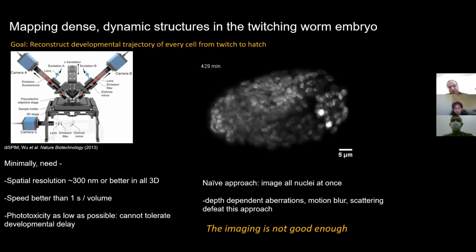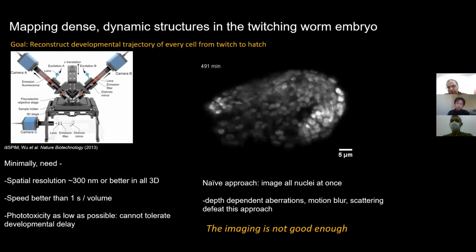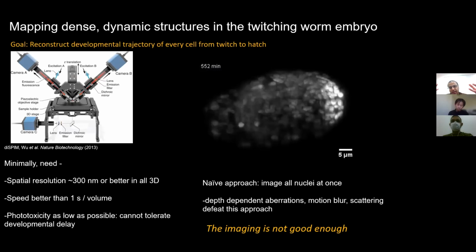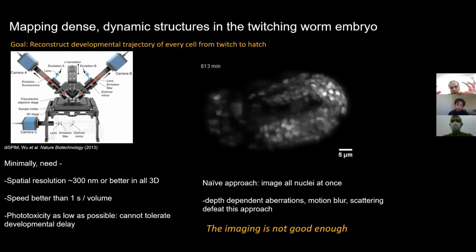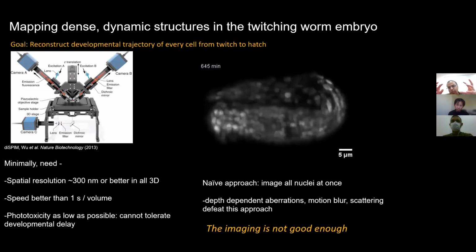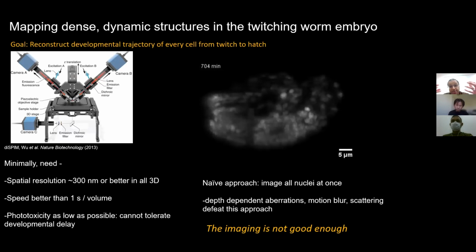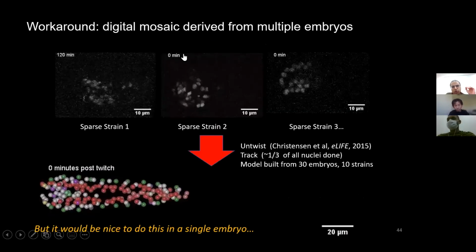You need to be reasonably fast, speed better than a second per volume, and you can't tolerate any degree of phototoxicity, right? Because we're trying to understand what happens in vivo. And so we can still make progress on this problem by breaking the problem up into a set of simpler problems. Instead of trying to follow all the nuclei at once, which makes the imaging really hard, we can try and follow just a few subsets of nuclei at once, right?